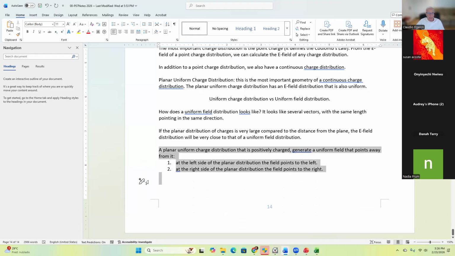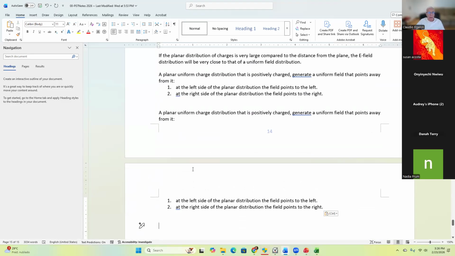And now we're going to copy that and write down what happens when the planar charge distribution is negatively charged. The field points towards the plane. At the left side of the planar distribution, the fields point to the right, and at the right side of the planar distribution, the fields point to the left.